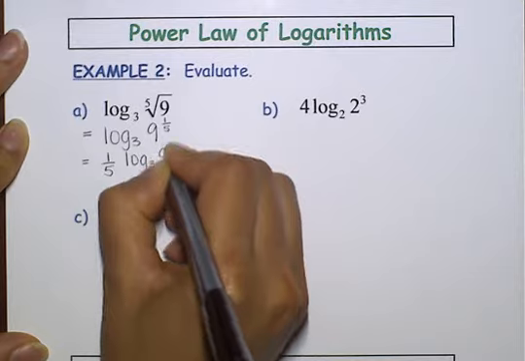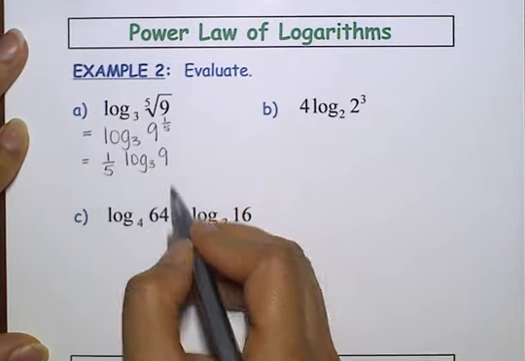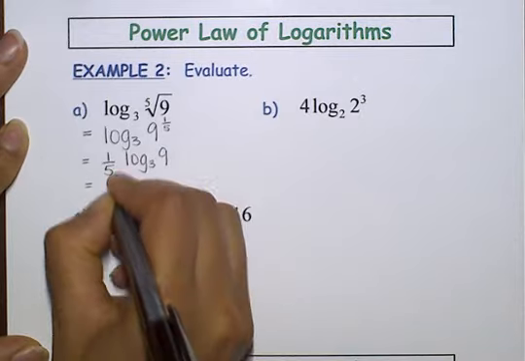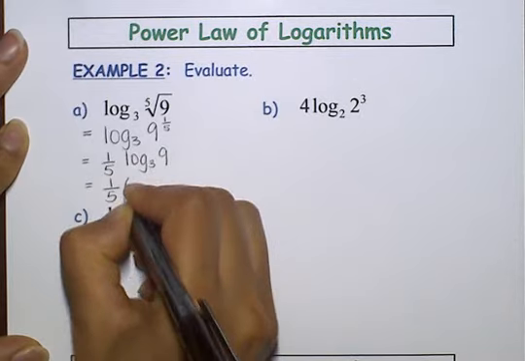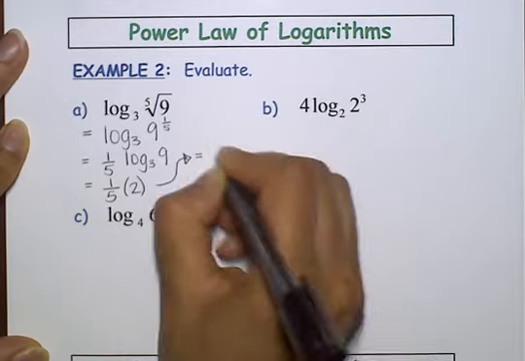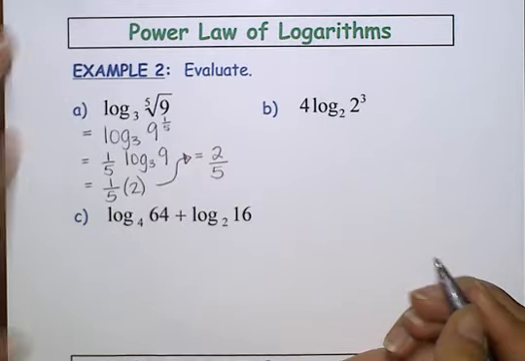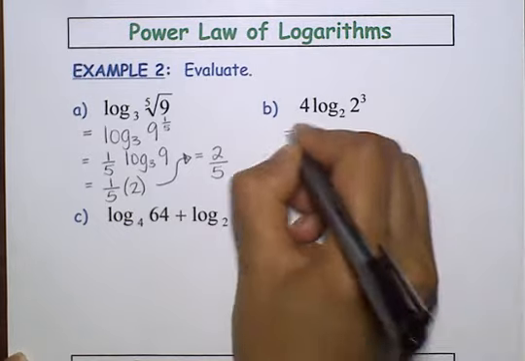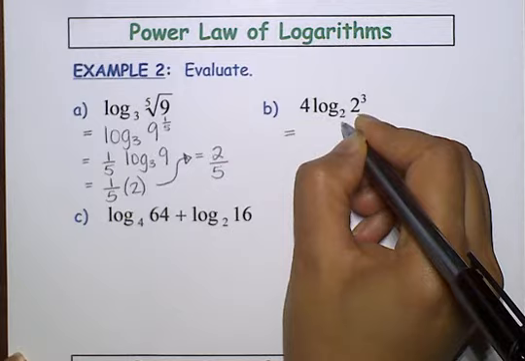And I know that 3 to the exponent 2 gives me a result of 9. So I know that this is 1/5 times 2, which then simplifies to 2 over 5. Okay, let's take a look at part B. I have 4 log base 2 of 2 to the exponent 3.